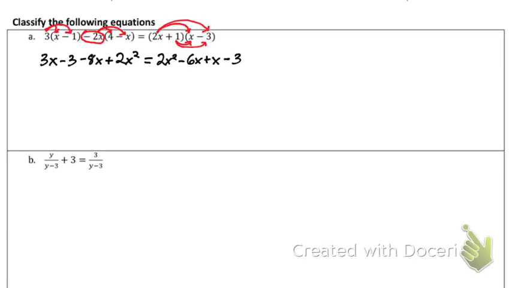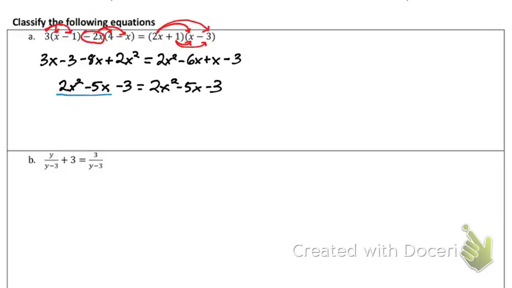All right, simplifying this, we are going to have 2x squared on this side. I'll put my highest power first. I got 3x minus 8x, which equals a negative 5x. We have minus 3. That's going to equal 2x squared minus 5x minus 3. You do not have to go any further than that.